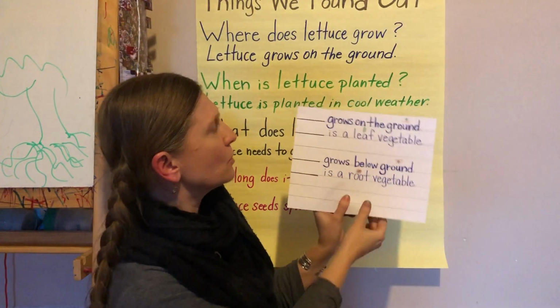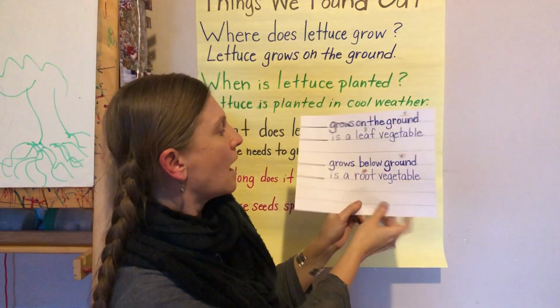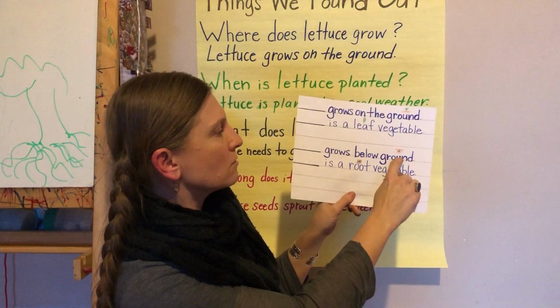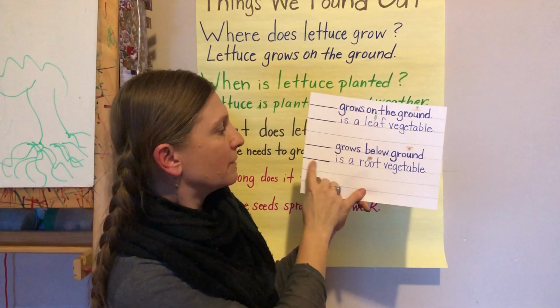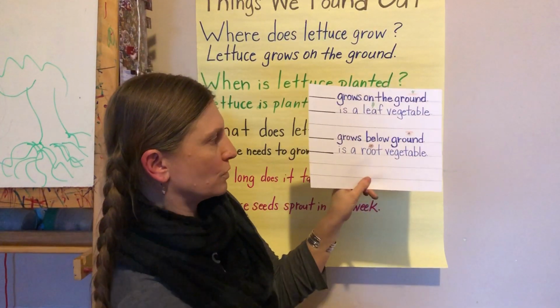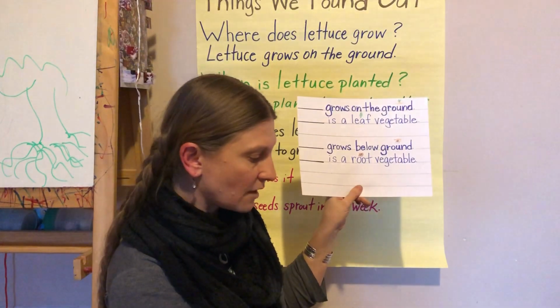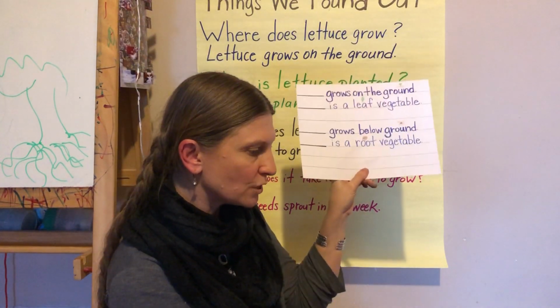Blank is a leaf vegetable, which is what we previously learned about lettuce. And then blank grows below ground. There's a little tuber below ground. Blank is a root vegetable, and here's a root. So I may have some of these supports available for students.